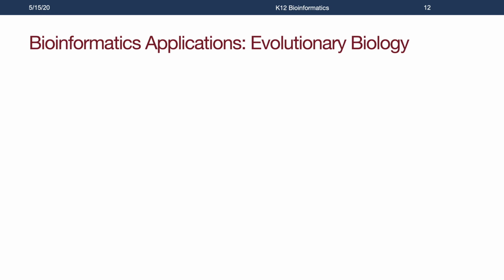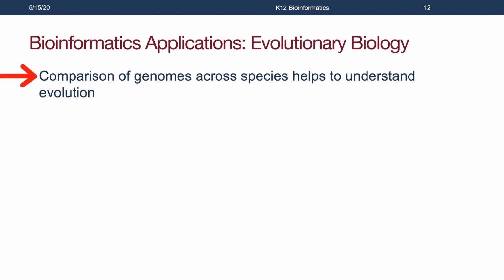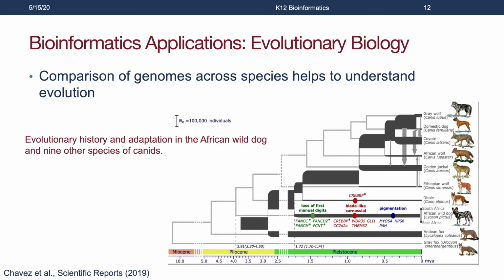Another application is evolutionary biology. So comparison of genomes across species helps us to understand evolution. And now I'm not talking about looking at a single gene necessarily, but potentially looking at variability across entire genomes. So here's an example of a study about the evolutionary history and adaptation in the African wild dog and 9 other species of canids. So what you see here are images of various canids, some of which are common and you would recognize, such as the gray wolf and the domestic dog.